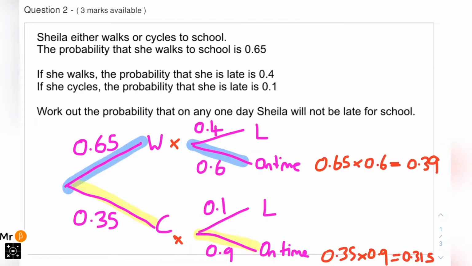We can now combine those 2 probabilities to get our answer. So 0.39 plus 0.315, and you get 0.705, and that is your final answer.